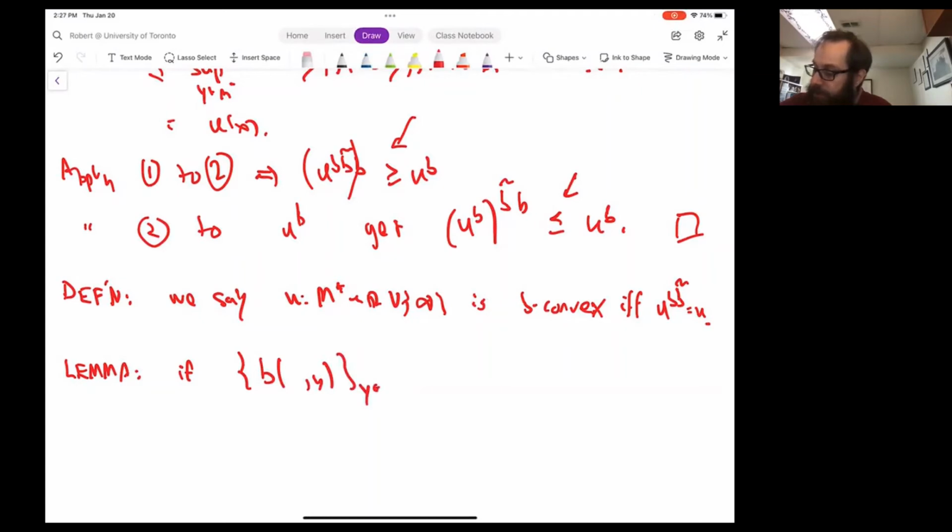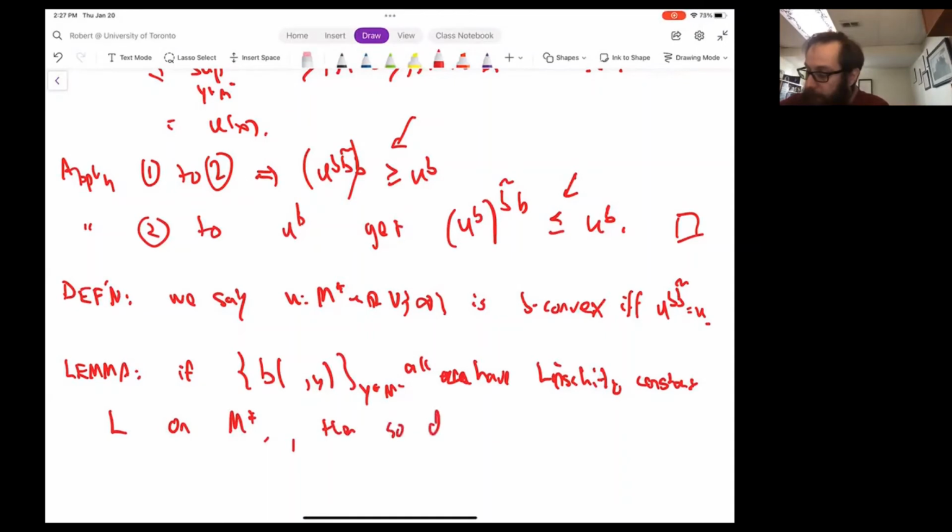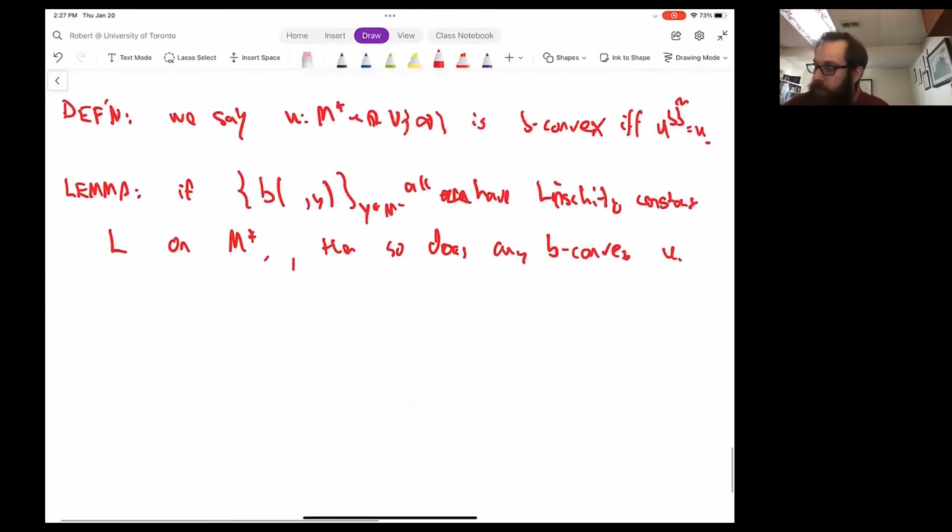if these functions all have Lipschitz constant L on X on M plus, then so does any B convex U. So I need these functions all to have the same Lipschitz constant. Otherwise, it's a bit trickier. So that's maybe part A.